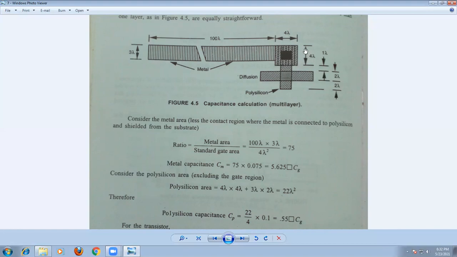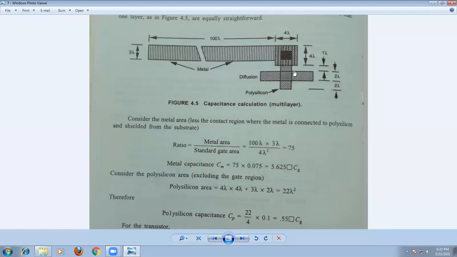4 lambda into 4 lambda poly, plus this is 1 lambda and this is 2 lambda. Just remember this. What is the distance from here to here? This is 2 lambda, which you can see automatically. But from here to here, 1 lambda is given. So this is 1 lambda plus this is 2 lambda. Totally, polysilicon is having 3 lambda.